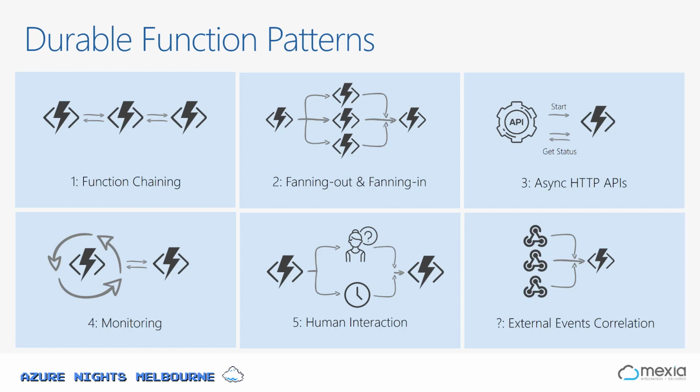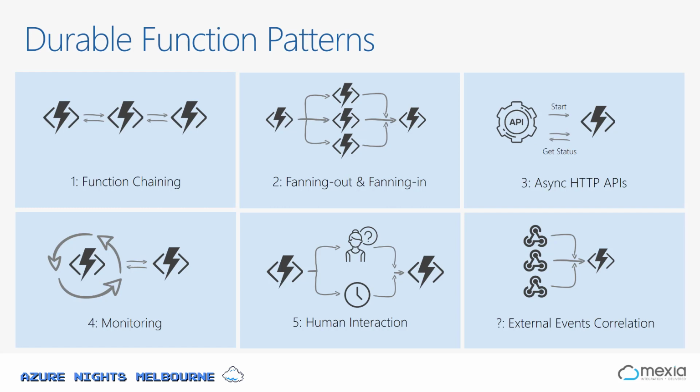Also fanning out and fanning in, very, very easy. We can call different functions in parallel, and then get the outputs from all those functions, and then continue running with the outputs of all those functions. Very, very easy. Again, durable functions allow you to get the status and check how the API is running.